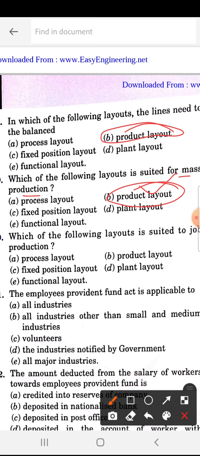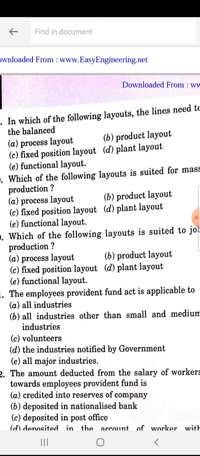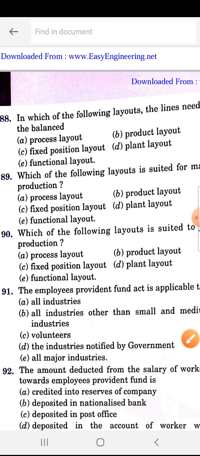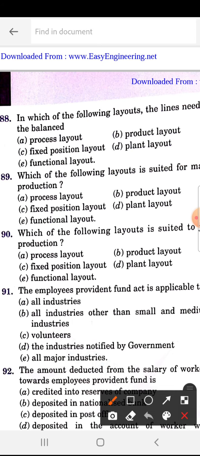Which of the following layouts is suited to job production? That is 90 is A, the process layout. Job production means a particular job, like a statue or something you want to manufacture, of a different shape and different size. For this type of work only process layout will do.